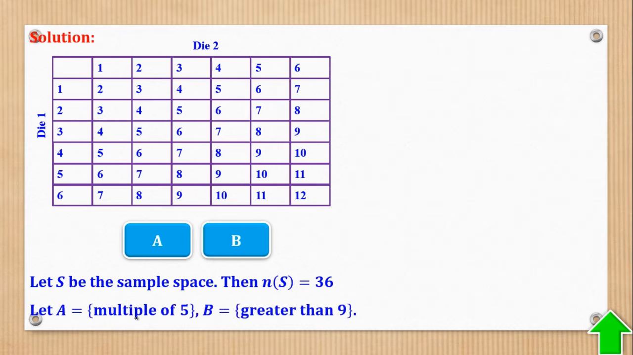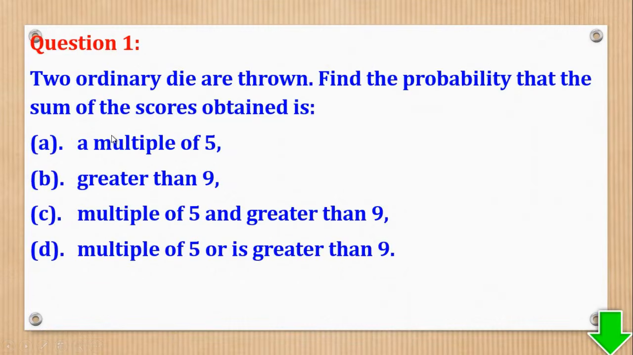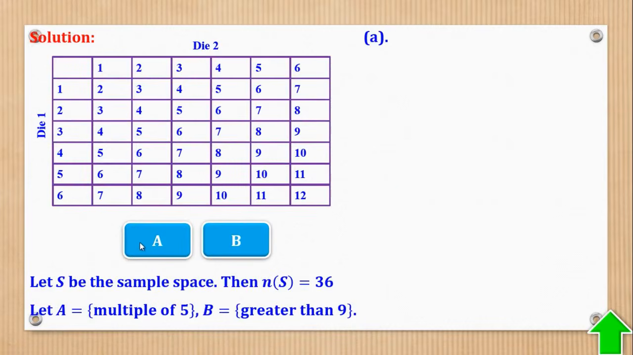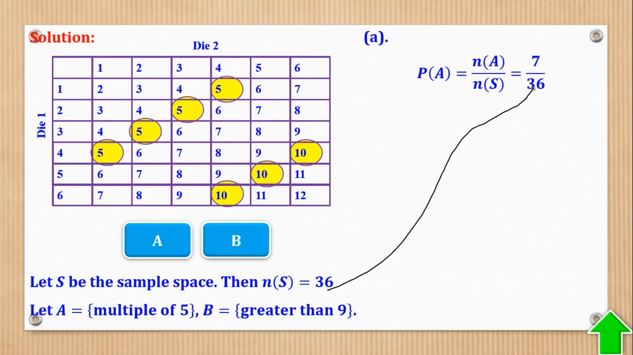And let A denote multiple of 5 and B denote greater than 9, because that's what the question is about. Part A said the sum is a multiple of 5. So in these sums we look for multiples of 5. We count them: 1, 2, 3, 4, 5, 6, 7. Like we realized, the probability of an event is equal to the event over the sample space. Therefore, we write 7 over the sample space, which is 36.